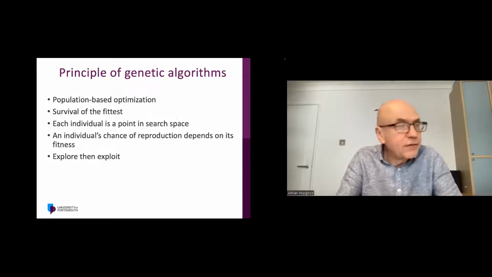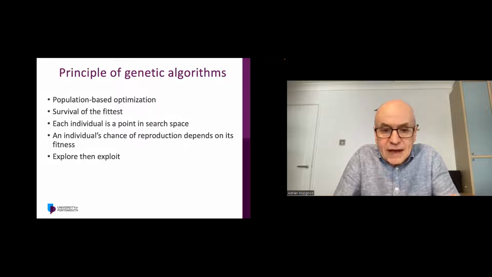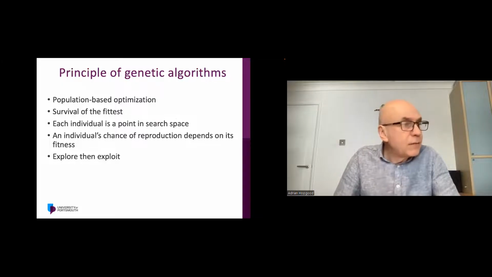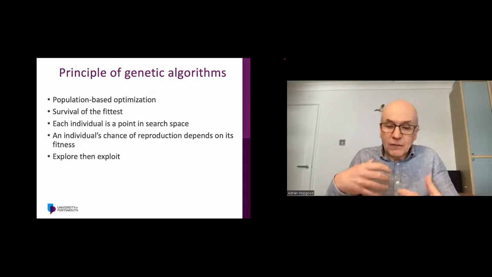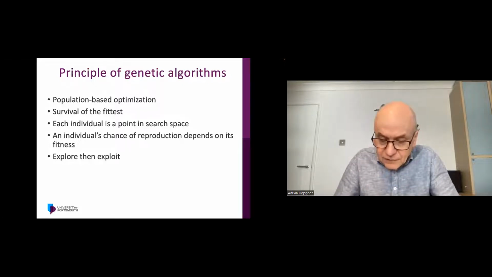Before we get on to that, just a few points of principle of genetic algorithms. They are a population-based form of optimization. That is to say, you maintain a population of candidate solutions, and the algorithm works on the principle of survival of the fittest. So Darwin's principles, that the best solutions survive. And each individual candidate solution is a point in the search space, and its chance of reproducing depends on its fitness. So the fittest solutions reproduce and generate a new generation which shares many characteristics with the parent generation, but is different.